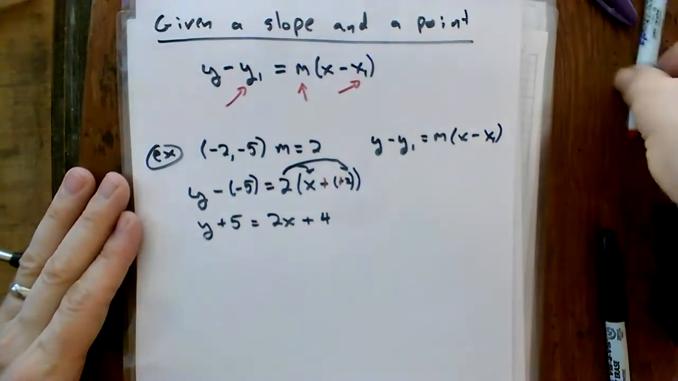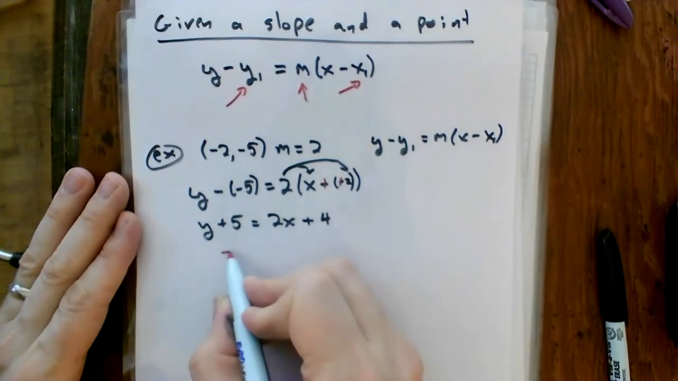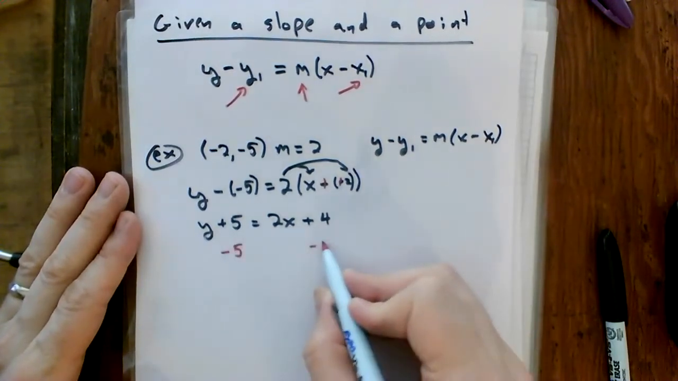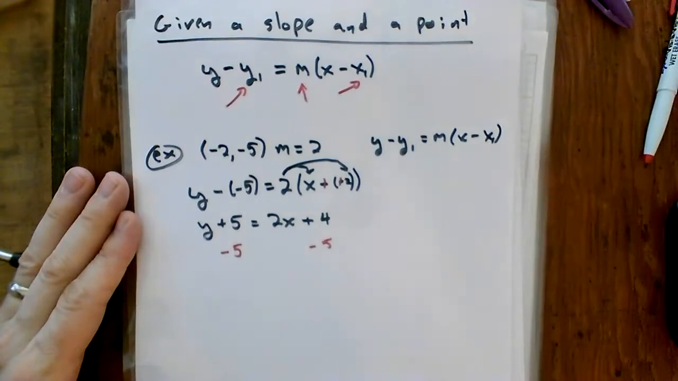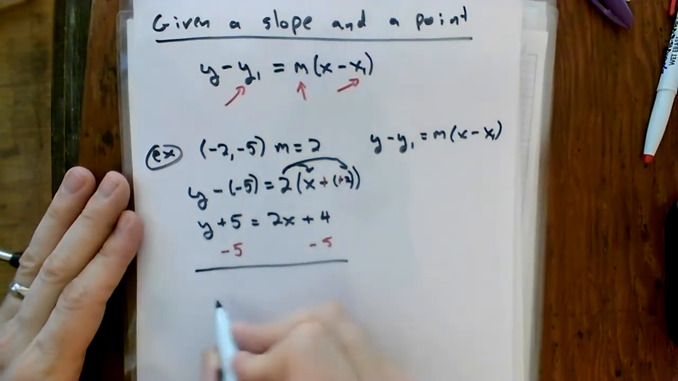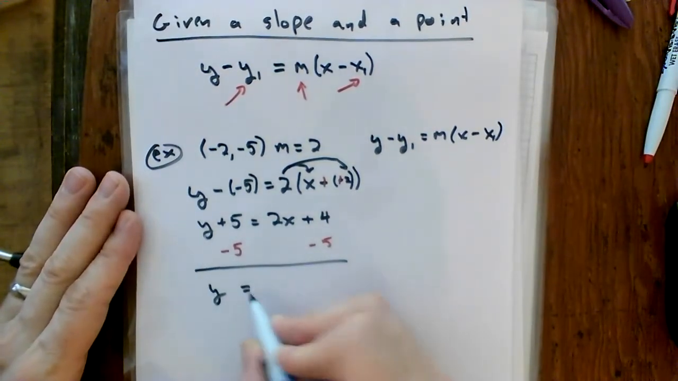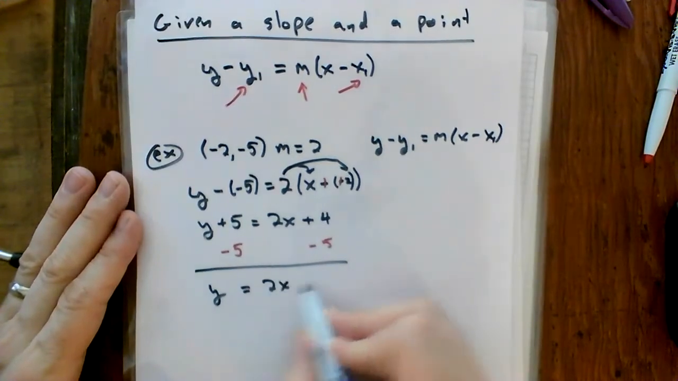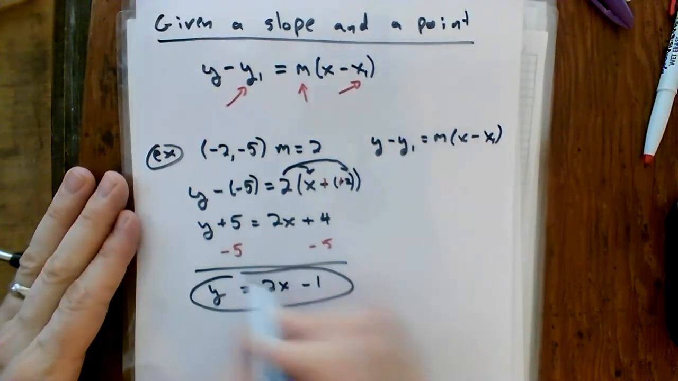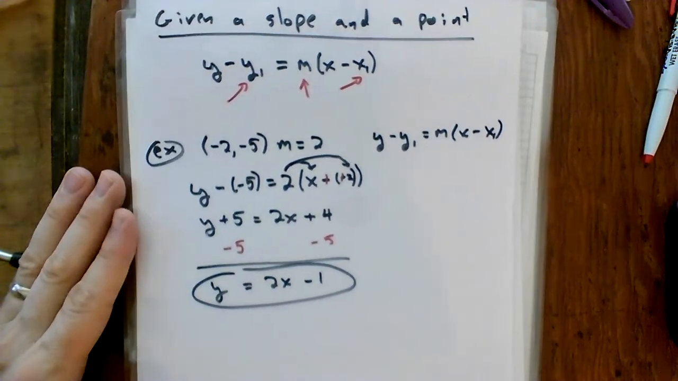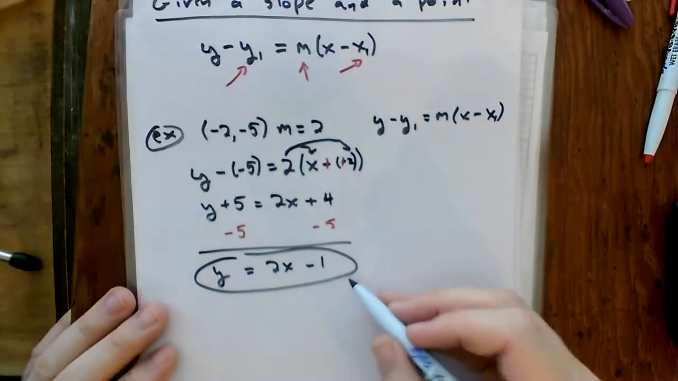And then last but not least, I'll subtract 5 from both sides. So this way I've solved for y. We'll usually want our equation to be in this sort of format, that y equals mx plus b format. It's very, very useful.